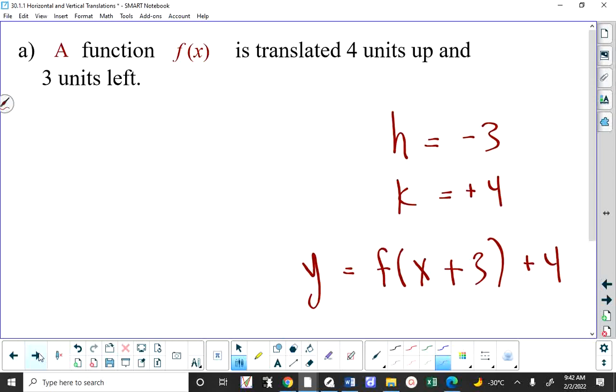We're not going to really answer a. We're just going to say that if any function in the universe is translated 4 units up and 3 to the left, this will be the equation of the new function. Okay? We'll come back to the true question A in a few minutes.